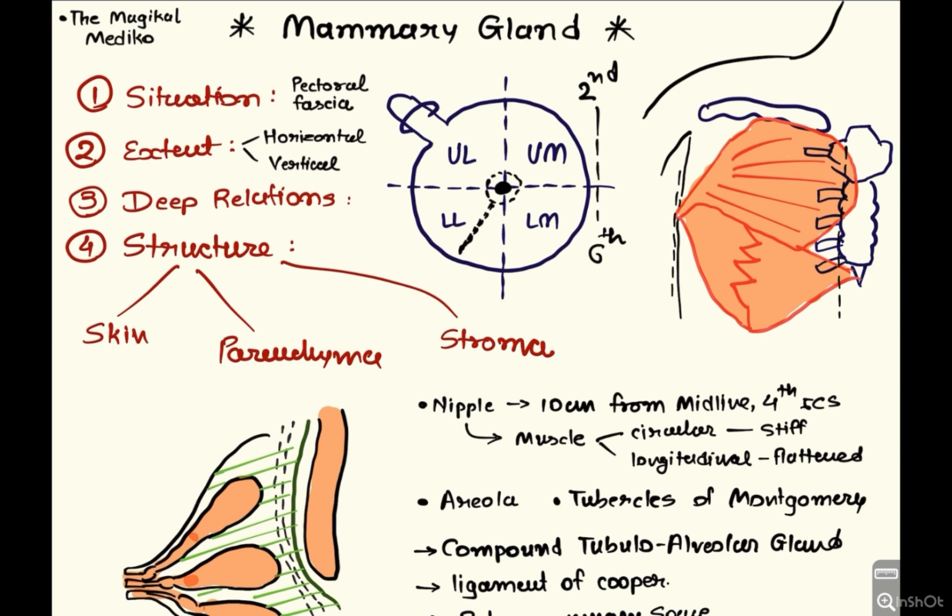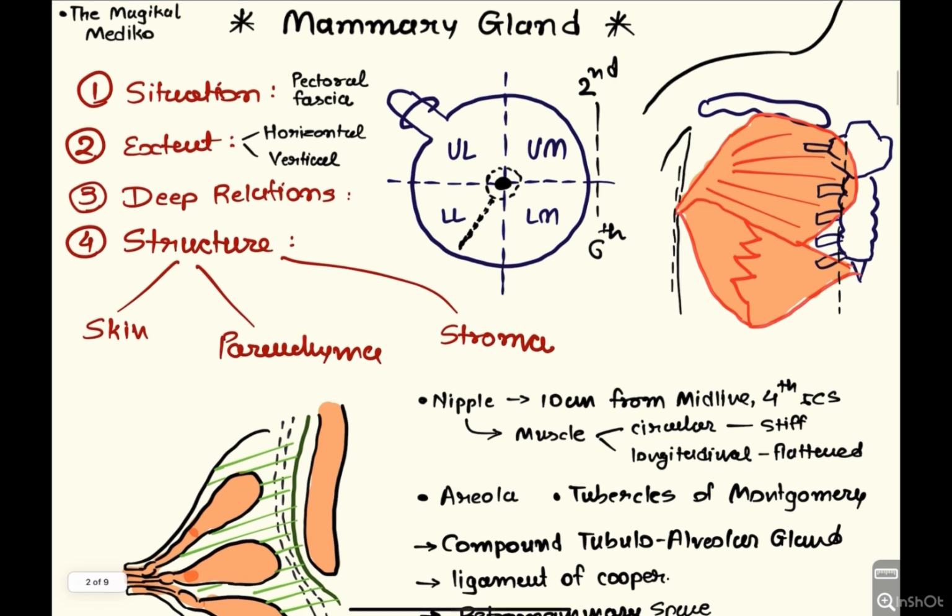Third, we are going to discuss the deep relations of the mammary gland. So this is the mammary gland. If we remove the mammary gland, we will find some space, and that is known as the retromammary space. The space you are seeing here, this is the retromammary space. After the retromammary space, we can see the pectoral fascia, and the pectoral fascia is covering the pectoralis major muscle.